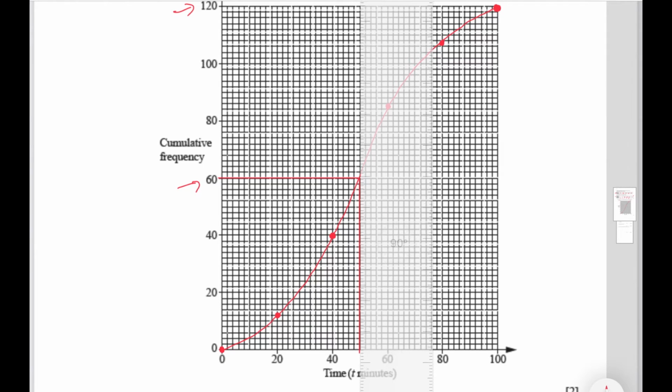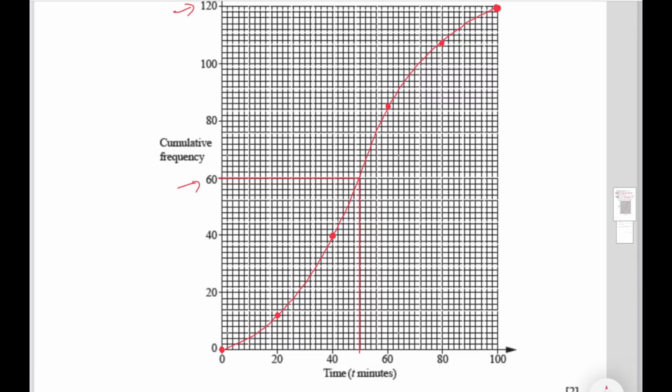Let's see what this is. I hope this is correct. 42, 44, 48, 50, what's that?